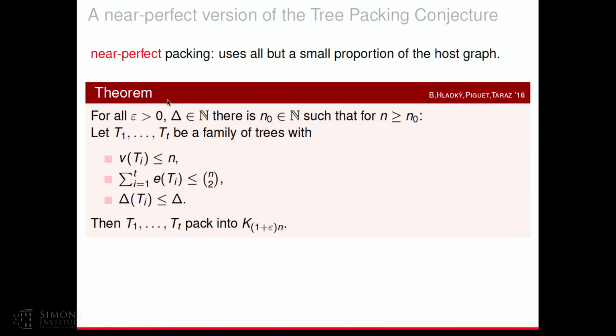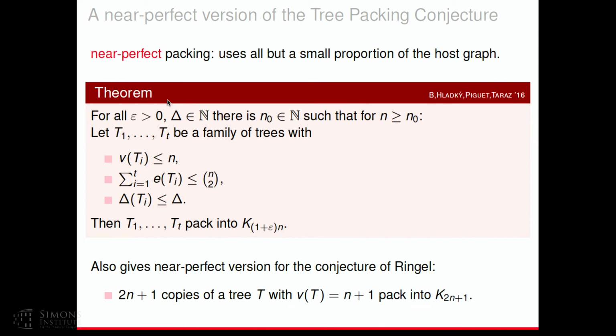We needed that the maximum degree of our trees, which I denote by delta of Ti, is at most some constant delta. But if you have these conditions, then we were able to pack these trees into the complete graph on (1 plus epsilon) times n vertices. And the proof technique also gives some similar result for this Ringel conjecture, which I repeated here. But let me not go into this. So now let me very briefly say a few things about the proof.